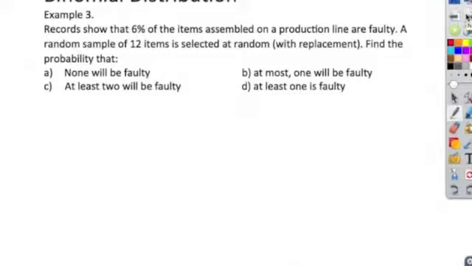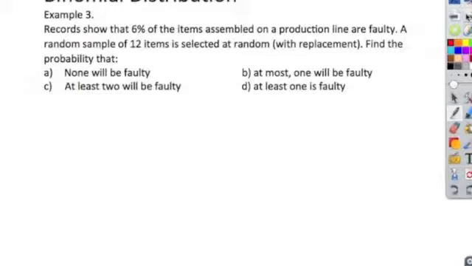Example 3. Records show that 6% of the items assembled in a production line are faulty. A random sample of 12 items is selected at random. It says with replacement, it wouldn't necessarily have to. The assumption here is on an assembly line, there's probably thousands of items being manufactured. And so removing 12 items doesn't appreciably affect the probability of these outcomes. So in a case like this, it doesn't necessarily have to be stated that it's with replacement.